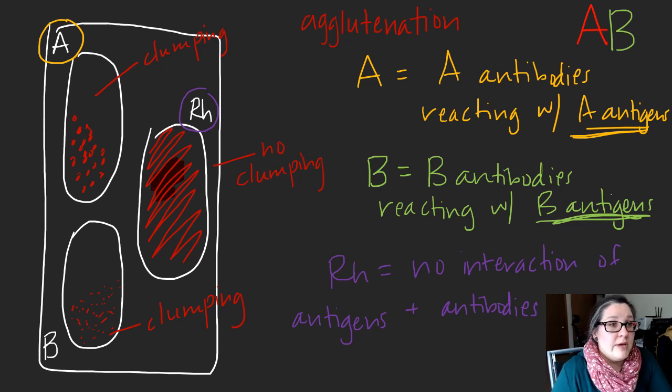So this individual has to be AB negative. That's their blood type, because we saw clumping in A, clumping in B, but no clumping in the Rh factor. So they are AB negative. This is their phenotype. Let's figure out their genotype.